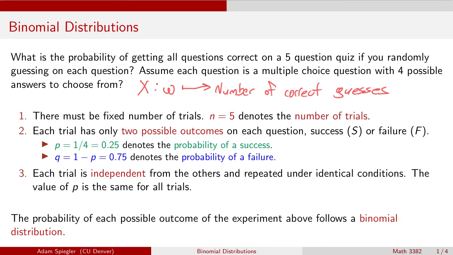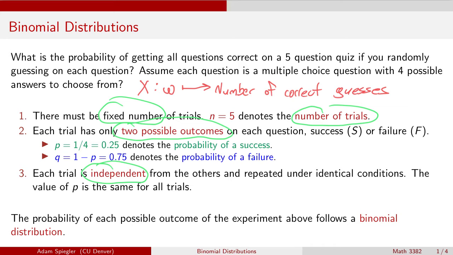And if a random variable satisfies these 3 properties, then we say it follows a binomial distribution. And again, these 3 properties are, it has to have a fixed number of trials, each trial has only 2 possible outcomes, and each trial is independent from the others. So as long as our random variable has those properties, then we can use a binomial distribution to calculate some probabilities, to calculate expected values, and so on.